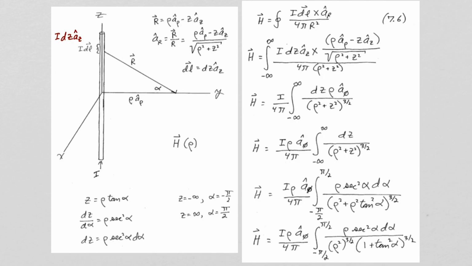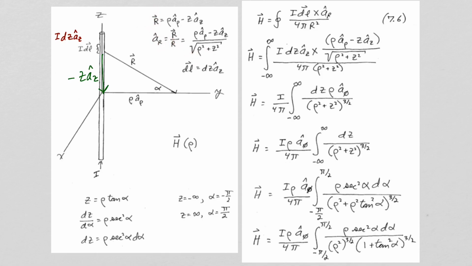The vector that points from our current element to where we want to find the magnetic field intensity, uppercase R, will then be z in the minus z direction plus rho in the rho direction. From this right triangle, the magnitude of R is the square root of rho squared plus z squared. So our unit vector is just the vector R divided by the magnitude of R.